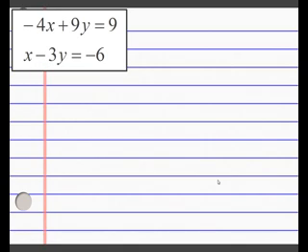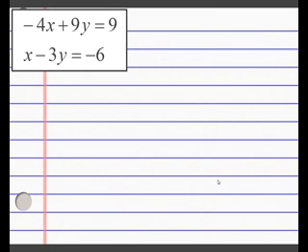Alright, so now we have -4x plus 9y equals 9, and x minus 3y equals -6. So now you can see this is even a little bit more difficult, because we can't just immediately see something that's going to cancel out, even if we multiply by -1 or something. So we've got to figure out, okay, what can we multiply this by, either the top or the bottom, to make something cancel out. And I can see two possibilities, and either one of these possibilities is fine. Either way, you're going to get the correct answer.